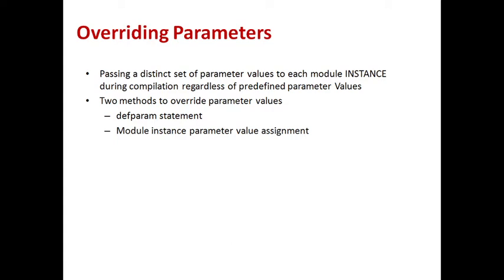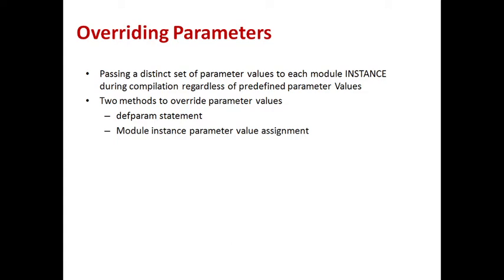During the compilation time, parameter values can be changed for every module instance. If I want to change the parameter value for every module instance, and I want to give some different values for those parameters, how to do this? This is the concept that comes under overriding parameters. That means overriding parameters allows us to pass a distinct set of parameter values to each module instance during the compilation only.